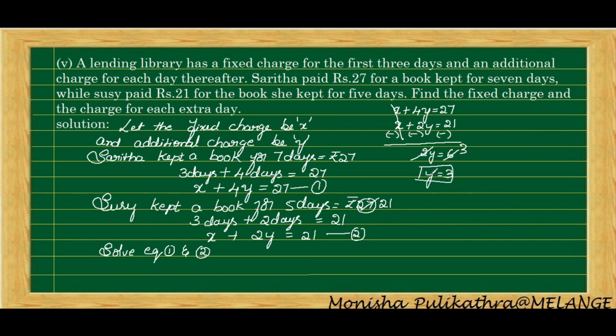Next we need to substitute this y into equation 1 or 2. I will be taking equation 1 here: x plus 4y is equal to 27. So x plus 4, in the place of y we substitute 3. So x plus 4 3s are 12 is equal to 27. So x is equal to 27 minus 12, x is equal to 15.